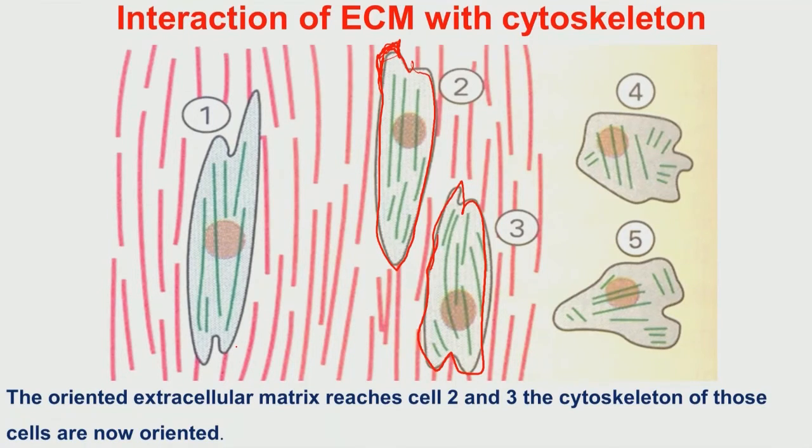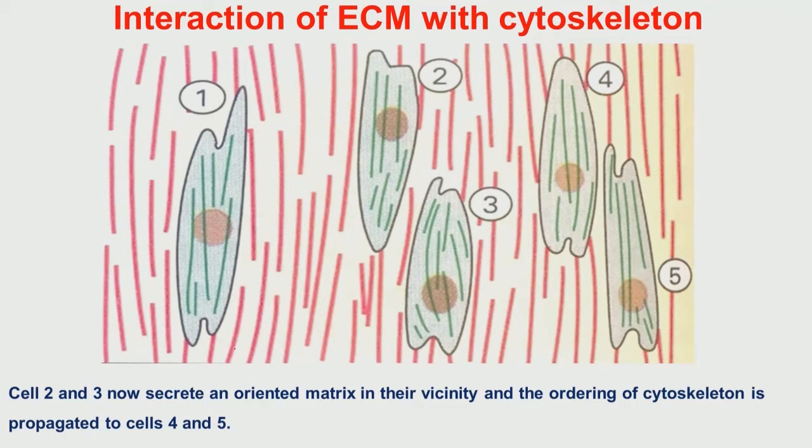Now, what happens in the next stage? In the next phase, as you can see here, the cytoskeleton of cell number 4 and cell number 5 is also now oriented with respect to the extracellular matrix. And now all 5 cells, cell number 1, 2, 3, 4, 5, are oriented perfectly with respect to the extracellular matrix, and that is what is mostly biologically desired. This is the scenario that would help the extracellular matrix provide sufficient structural support to all 5 cells together.